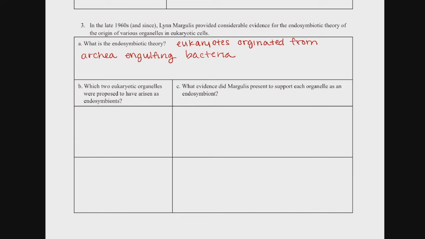So yeah, the endosymbiotic theory proposes that eukaryotes originated when ancestral prokaryotes, most likely archaeal, engulfed formerly free-living prokaryotic cells and enclosed them in vacuoles. These endosymbionts became major organelles inside the eukaryotes. The two eukaryotic organelles proposed to have arisen this way were mitochondria and chloroplasts. I know, it's very, very cool.